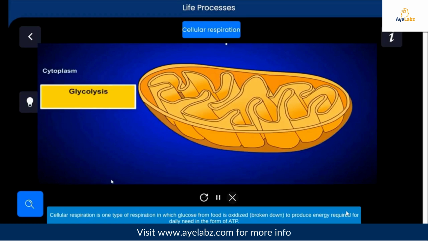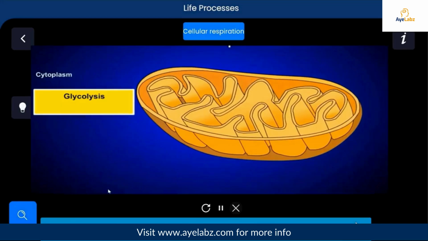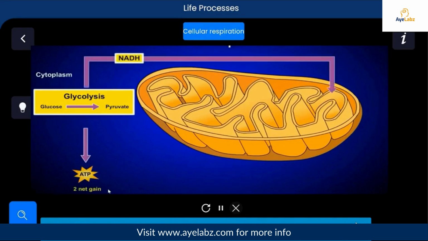The first step in cellular respiration is glycolysis, which occurs in the cytoplasm of the cell. In this, glucose undergoes a series of chemical transformations and gets converted into two molecules of pyruvate. In this process, two ATP molecules are produced and NADH is released to be used in later steps of cellular respiration. Stage 2 is the preparatory reaction.